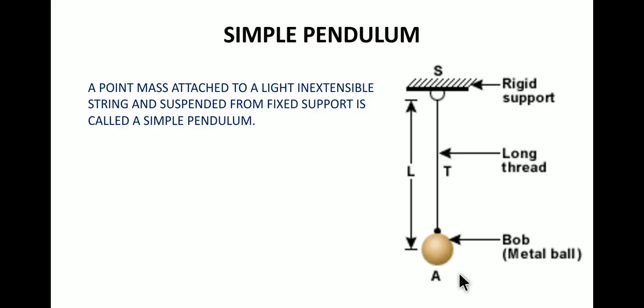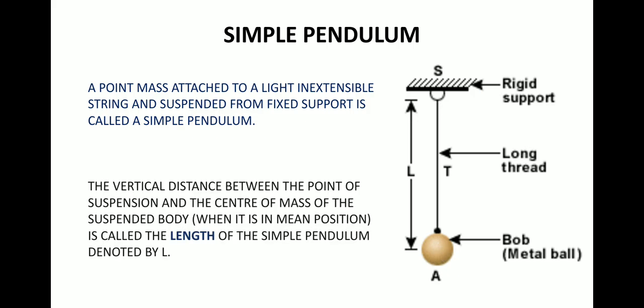So here the string has a certain length, okay, and this length we take from the rigid support up to the bob. So the vertical distance between the point of suspension and the center of mass of the suspended body when it is in the mean position is called the length of the simple pendulum, which is denoted by L.